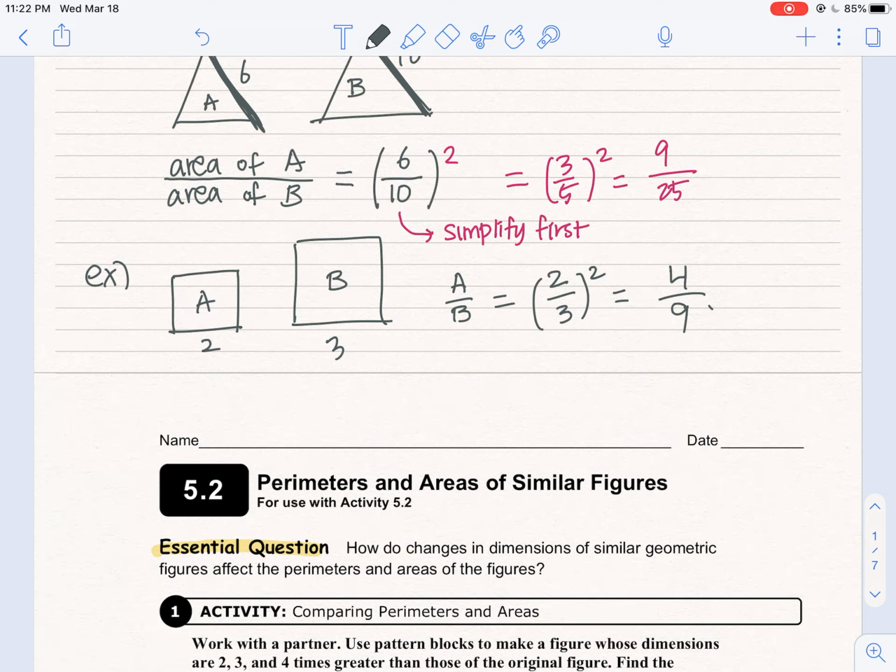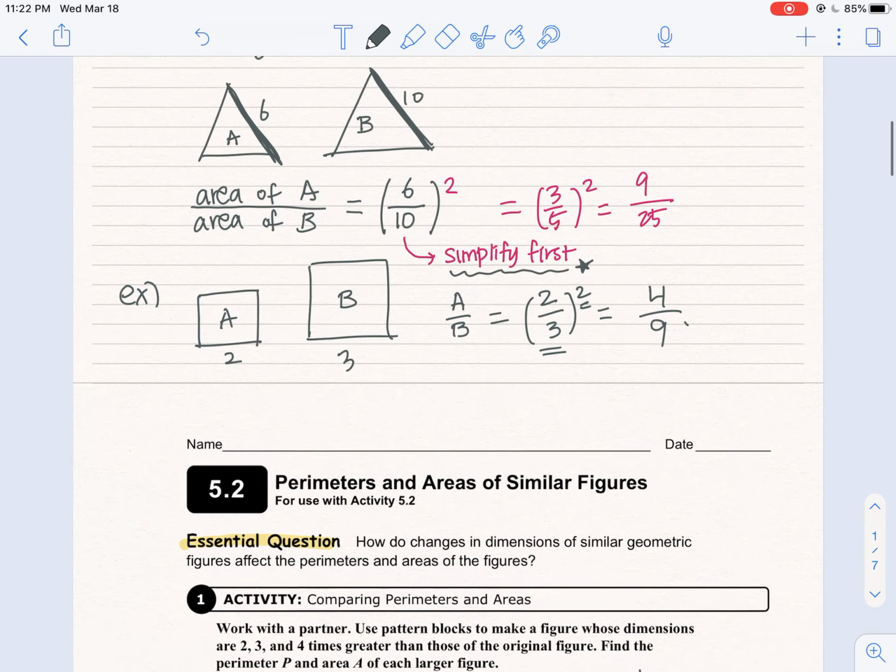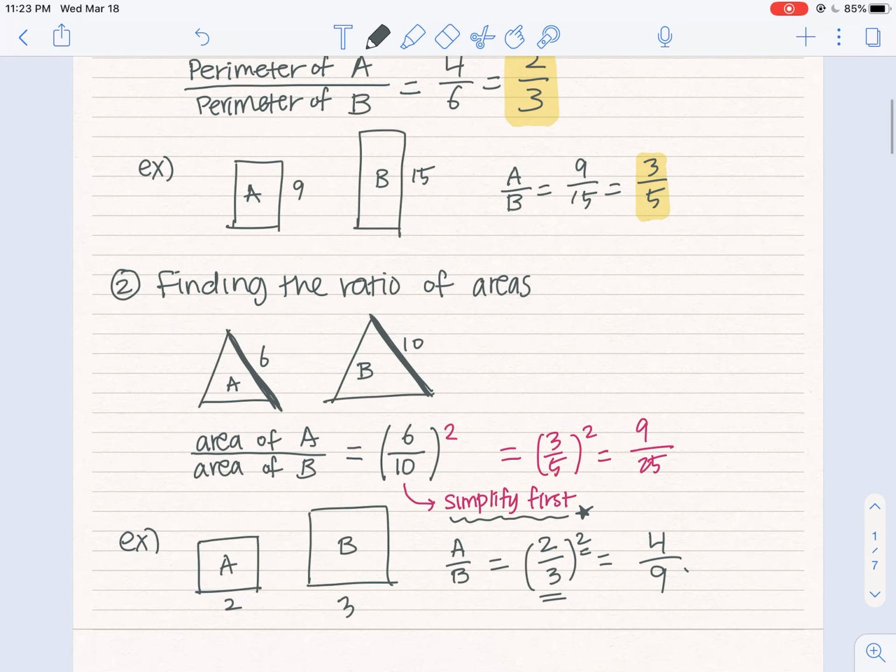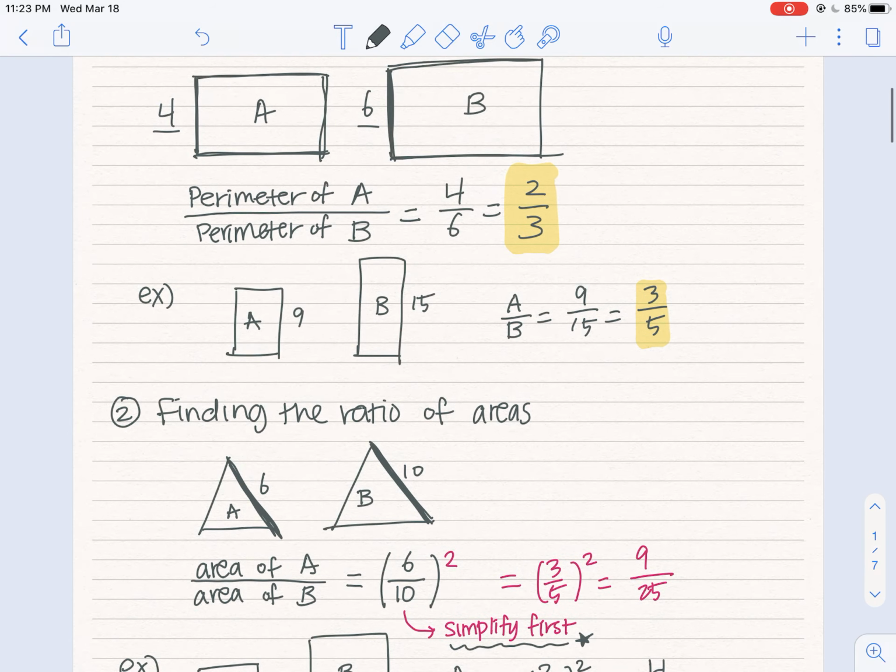If you have bigger numbers, you'll have to multiply, and then you're going to end up with the same ratio, because before you square it, you can always simplify it first, like this, so you don't have to work with a super big number. Okay, so that's really what you're going to do for this lesson. You're going to put them in ratios, pretty similar to what we've been doing for the past, how many, I don't know, weeks.